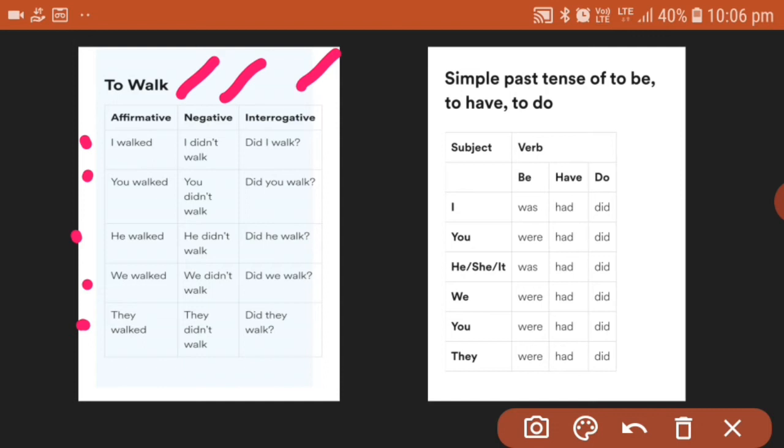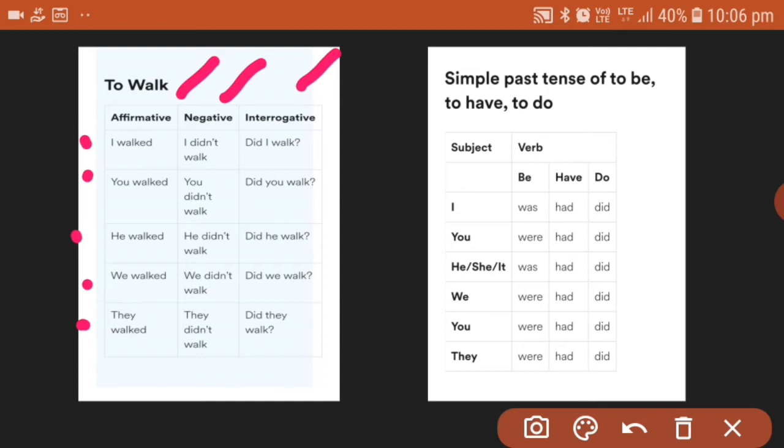In negative sentences, in all sentences there is a helping verb. We can say there is only one helping verb, did, and because of negativity we have placed here not. And one more thing we have done, that we have combined did and not, so it is didn't.